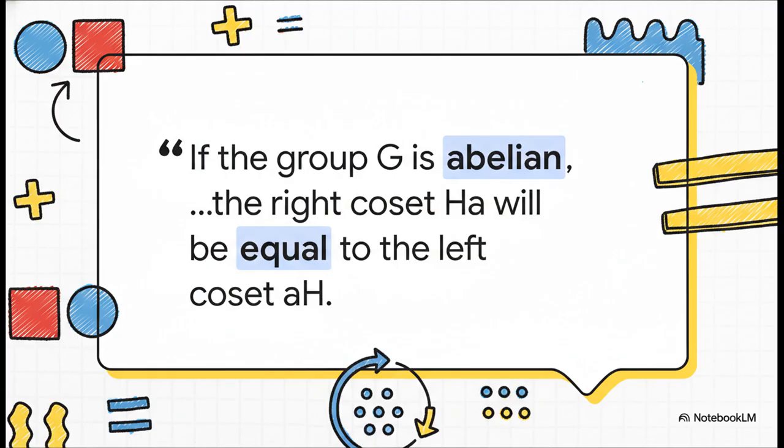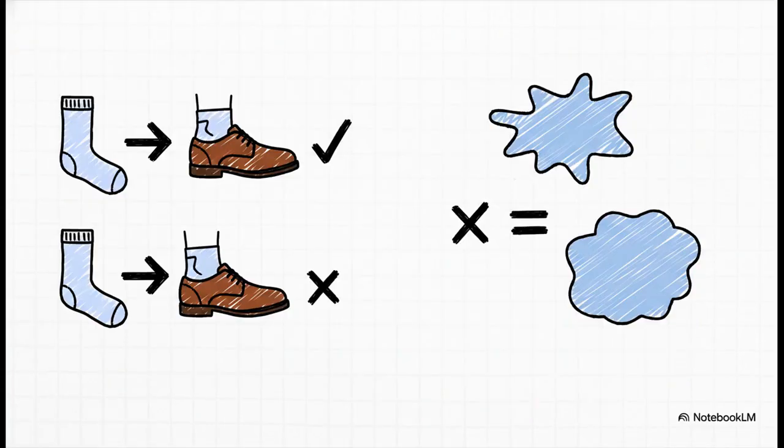Our source text spells it out for us. It says if the group G is abelian, then the right coset and the left coset are going to be exactly the same. An abelian group is just one where order doesn't matter. You know, like how 2 plus 3 is the same as 3 plus 2. But, and this is a huge but, in a non-abelian group, order is everything. Think about putting on your socks and then your shoes. You can't just reverse that order and expect it to work. In those kinds of groups, the left coset and the right coset can be two totally different collections of things.